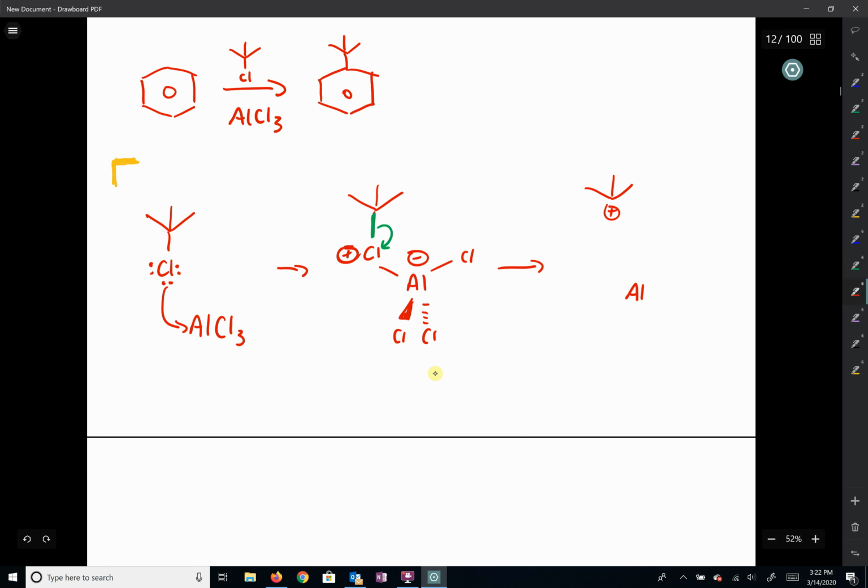And so then we make our buddy aluminum tetrachloride. Cool. And there it is, okay? So now we have generated our very good electrophile. There's our very good electrophile.